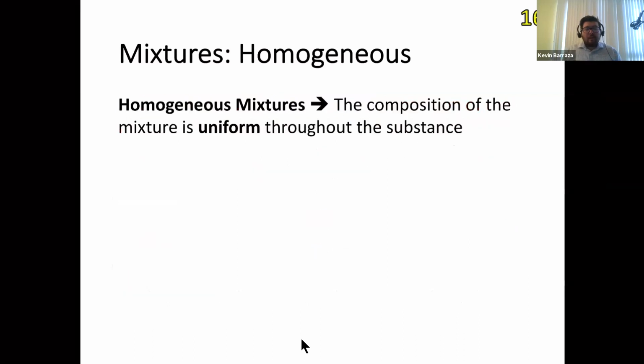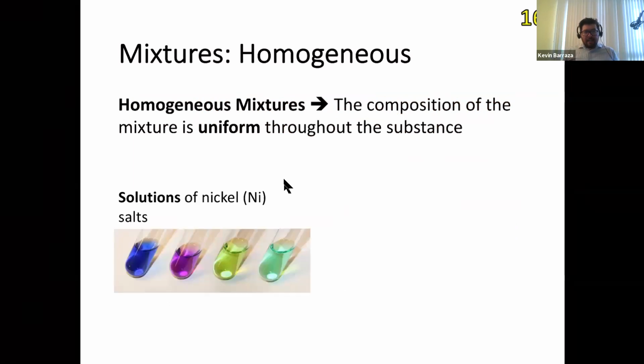And that means we have two different classifications for that condition. So the first is homogeneous, and you might have heard that word before. I can think of a few examples where you might hear it in everyday life. But homogeneous mixtures are such that the composition of the mixture is uniform throughout the substance, meaning thoroughly mixed, all of the same. An example of that would be a liquid solution.